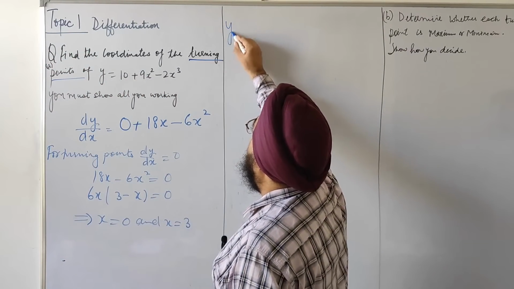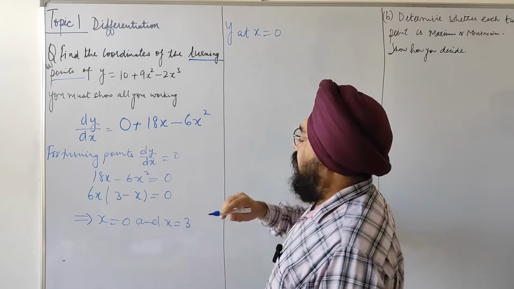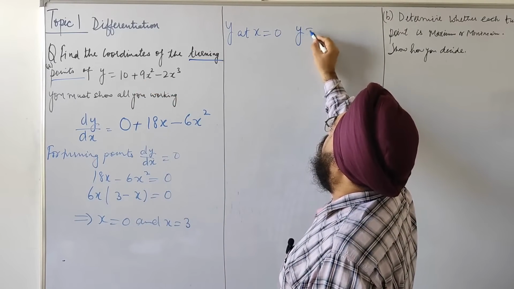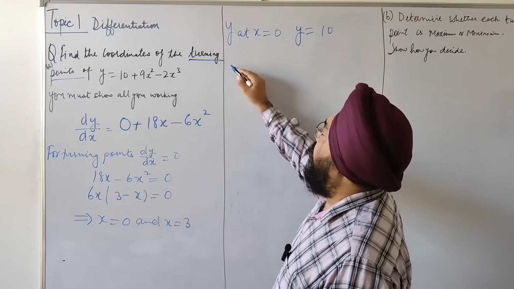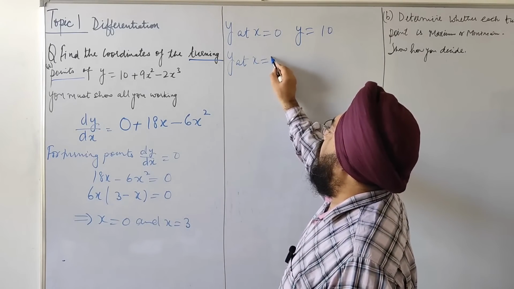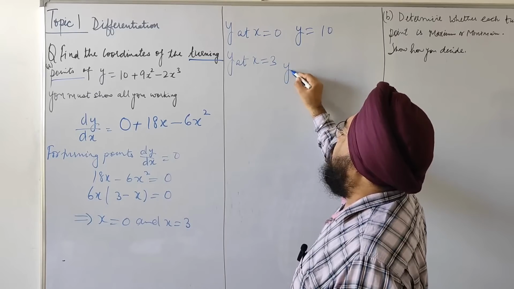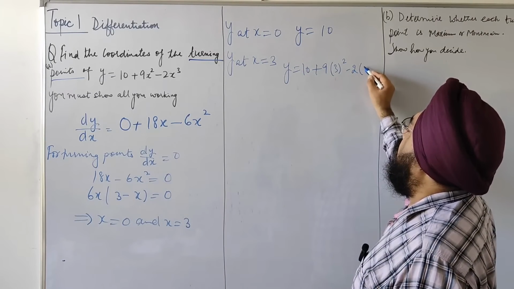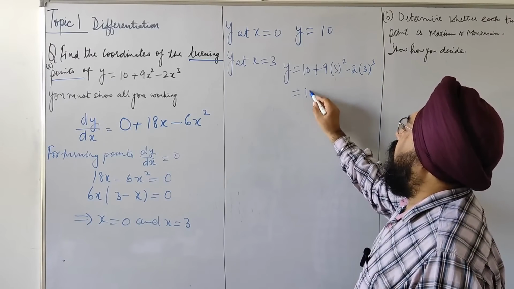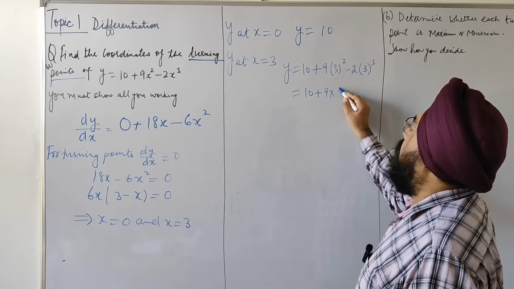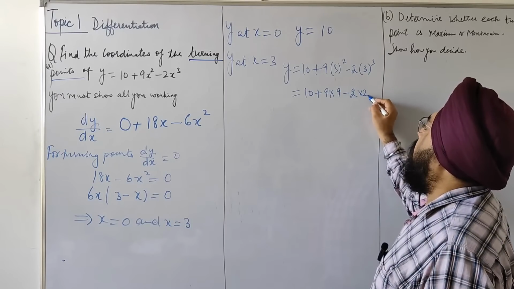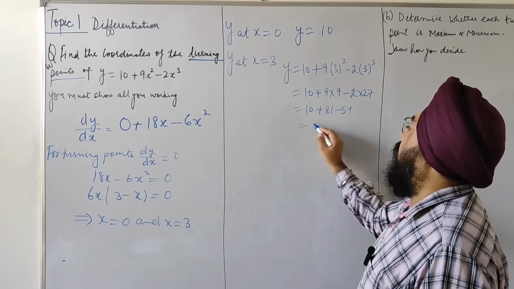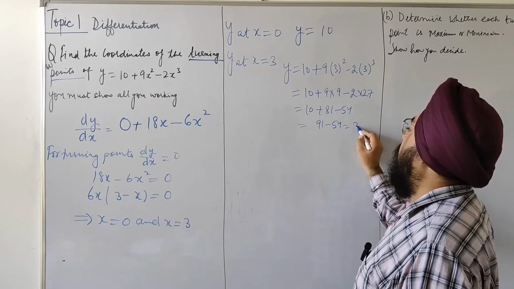Now y at x is equal to 0. Now we will be putting x value 0 in this equation. We get y is equal to 10. Similarly, y at x is equal to 3. So we will be getting y is equal to 10 plus 9, 3 square minus 2 into 3 cube, which will be equal to 10 plus 9 into 9 minus 2 into 27, which will be equal to 10 plus 81 minus 54, 91 minus 54, that is 37.